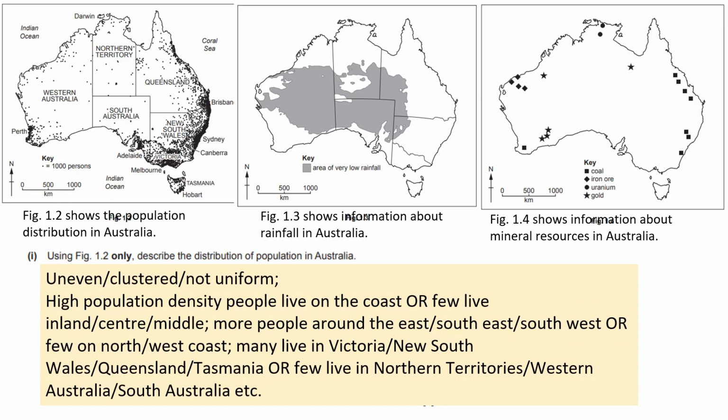Now, uneven, always correct, 1 mark. High population density, people live around the coast, another mark. Few people live in the north. Then Queensland, Northern Territory, and so on. You just mention areas also, you get your full marks.